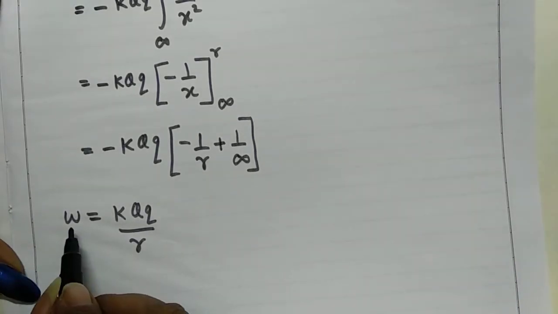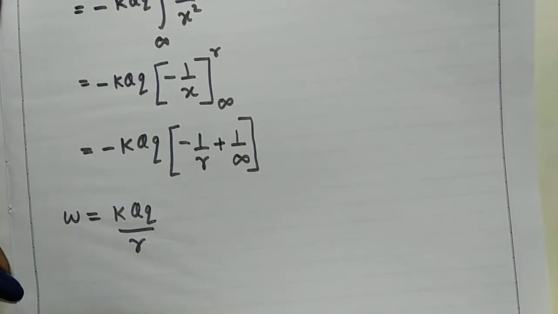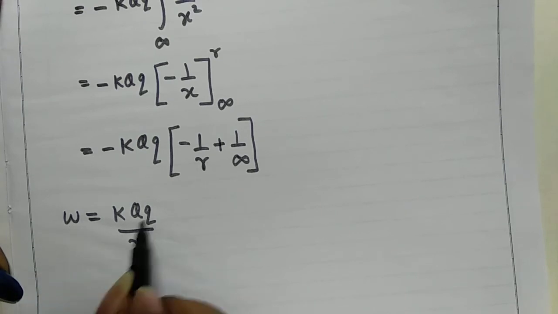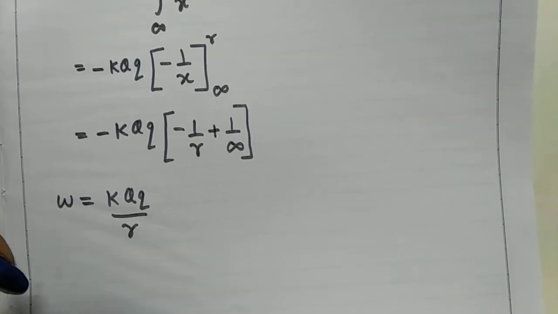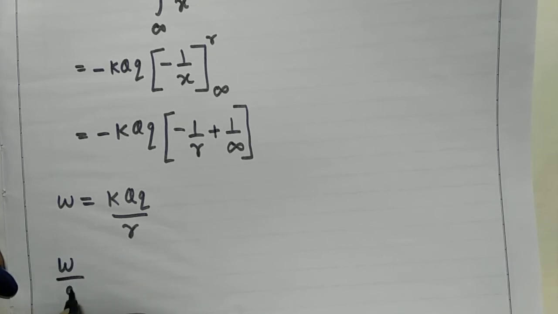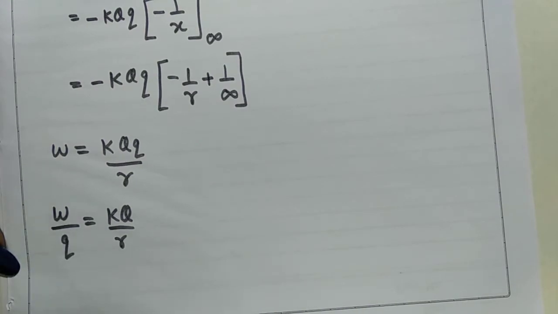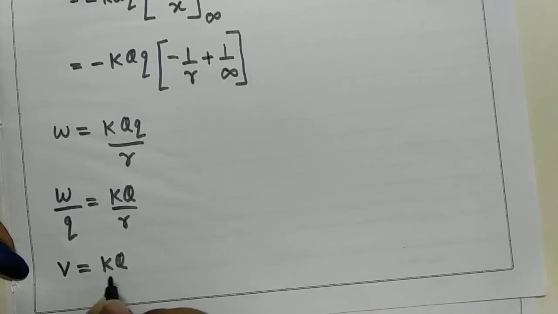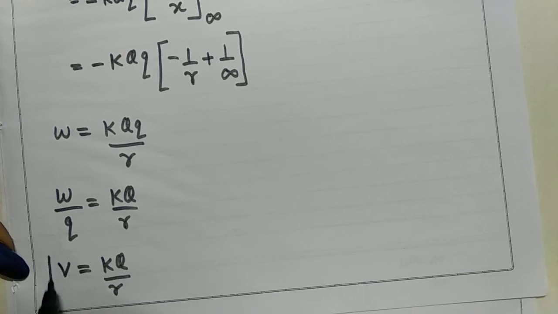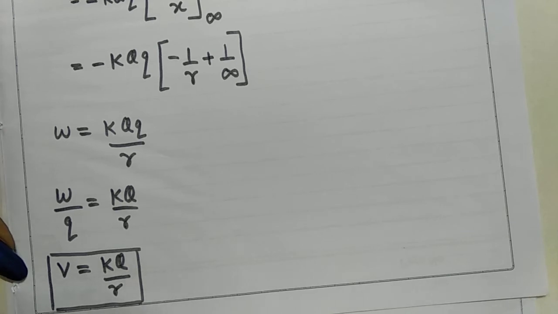Okay, but I wanted to calculate potential. What is work done per unit charge? Just take the charge on this side. So work upon q will give me kQ upon r. This is our source charge. What is this? Work done per unit charge, that is potential. So this is my formula of potential, kQ upon r. This is the potential due to a point charge.